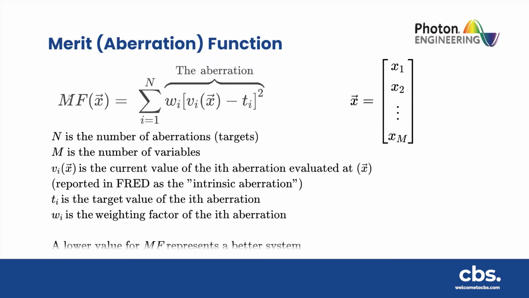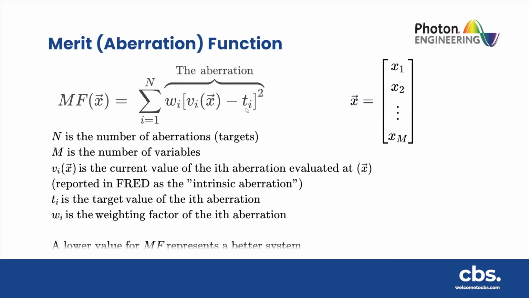So the merit function is the sole thing that represents what is better in our optical system. The lower the value of the merit function, the better our system is. And an ideal merit function is 0. And that only happens when every single value matches every single target that we want.